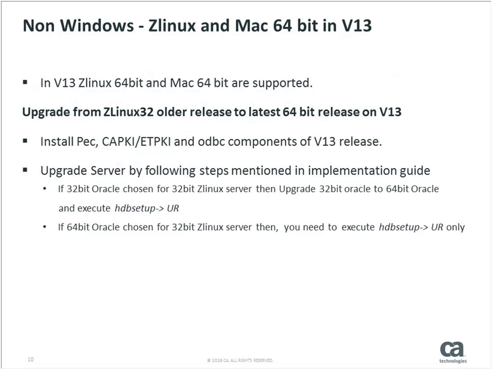To upgrade an older Linux 32-bit release to the latest 64-bit release on V13, you need to install V13 CAPK and ODBC components, and then upgrade the server by following the steps mentioned in the implementation guide. If you are using 32-bit Oracle for your older release on Linux, then you need to migrate your Oracle to 64-bit, and then perform HTTP setup UI. And if you are using 64-bit Oracle for your older release on Linux, you can directly perform HTTP setup UI.